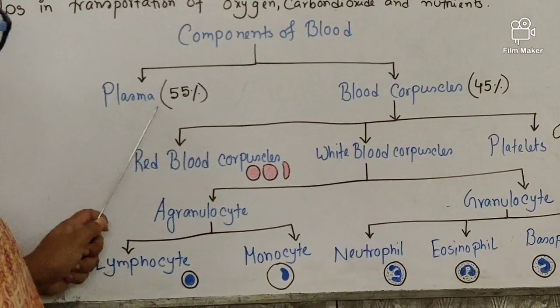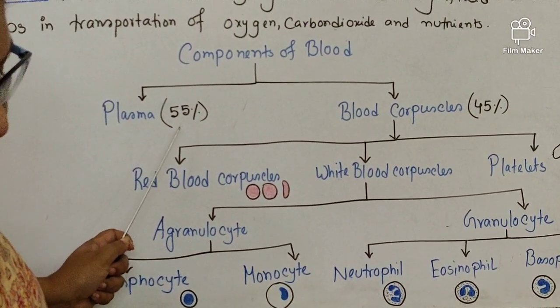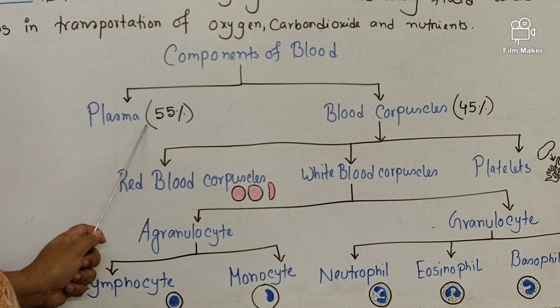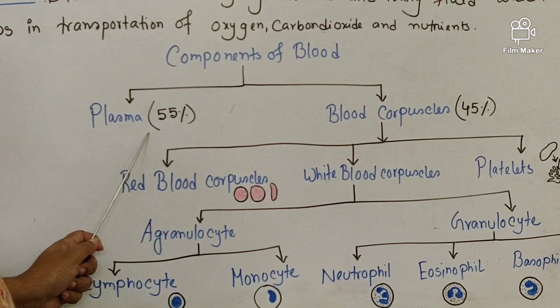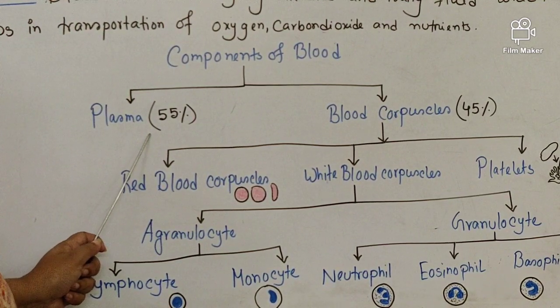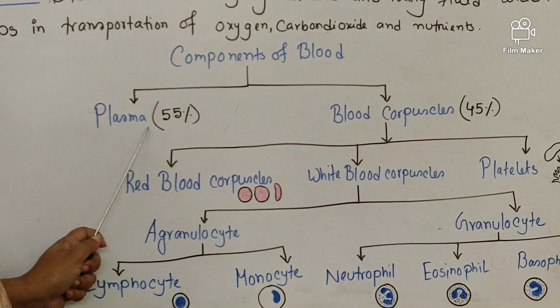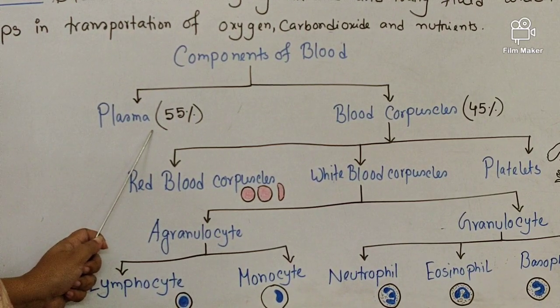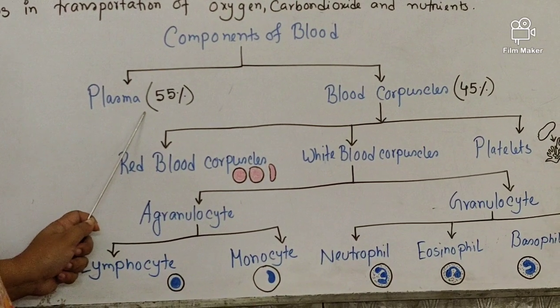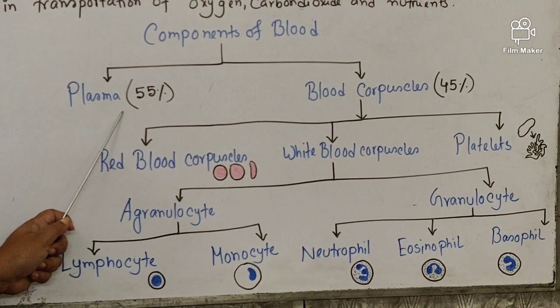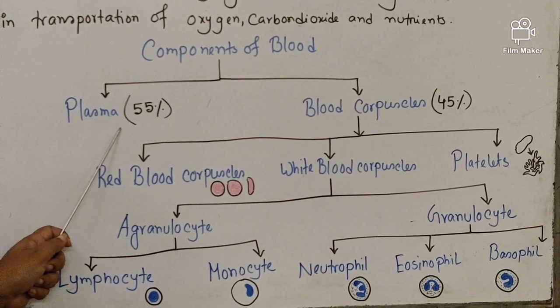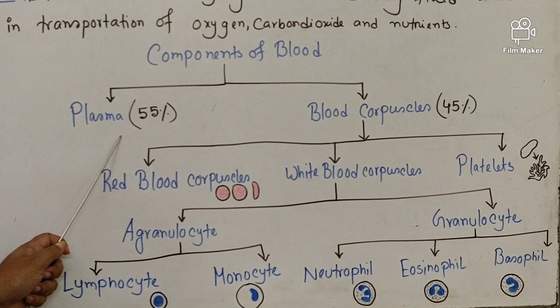Plasma. The colorless fluid part of blood, which constitutes about 55% of whole blood, is called plasma. The main component of plasma is water; a small amount of protein, organic substances and a small portion of inorganic salts are dissolved in it.